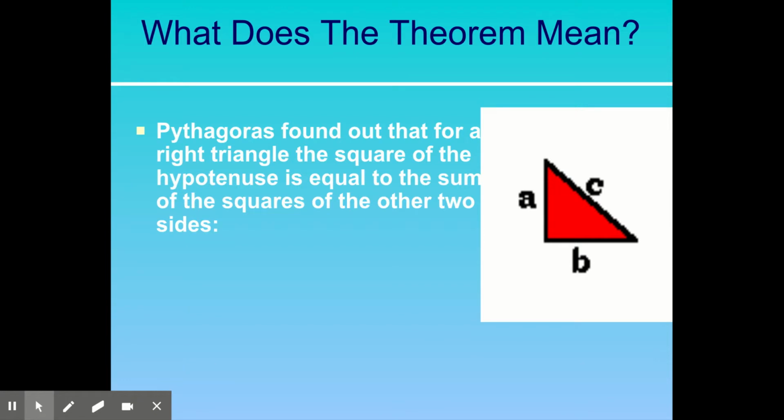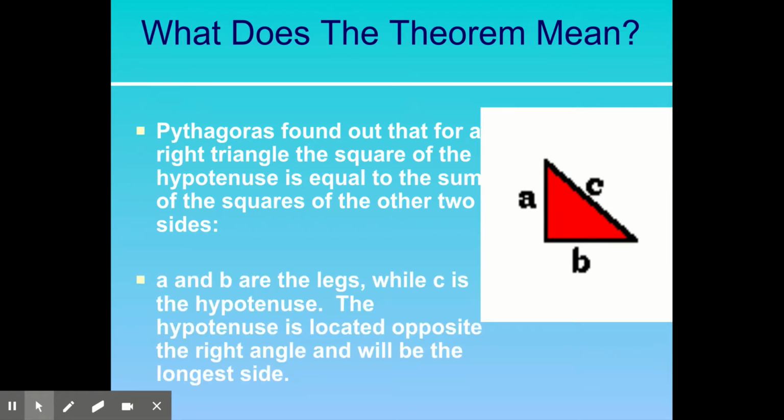What does the theorem mean? Pythagoras found out that for a right triangle, the square of the hypotenuse is equal to the sum of the squares of the other two sides. A and B are legs. So this is A and this is B, and they are going to be called legs. Simple as that, legs. While this is C right here, and this is going to be called your hypotenuse.